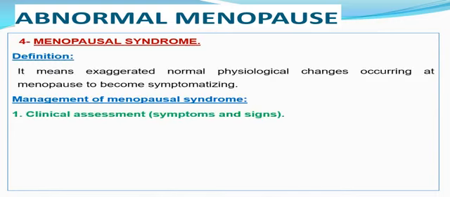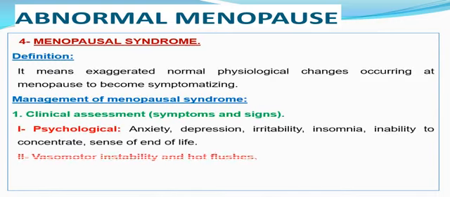Menopausal syndrome, as the last type of abnormal menopause, means exaggerated normal physiological changes occurring at menopause to become symptomatic. A patient may have local changes, general changes, and central changes. All of these changes become exaggerated and the patient complains, so she needs treatment. So management of menopausal syndrome depends upon clinical assessment first and then treatment.